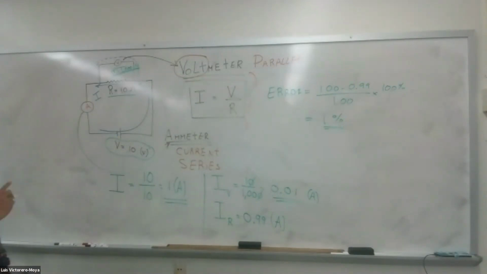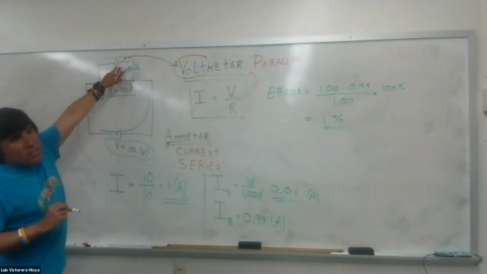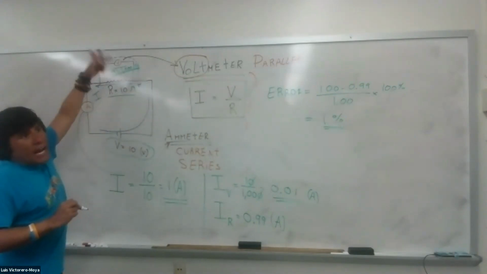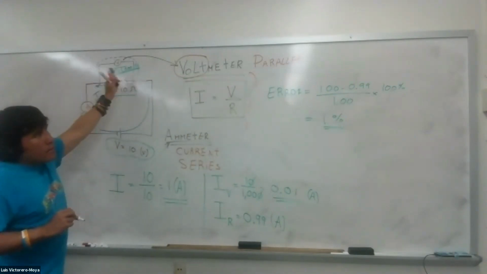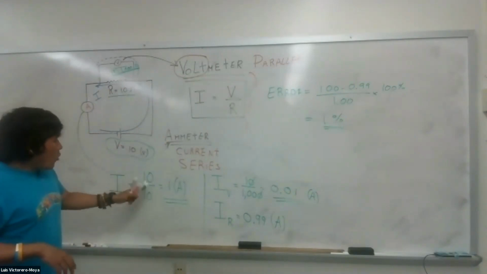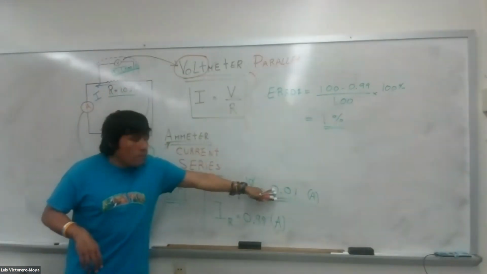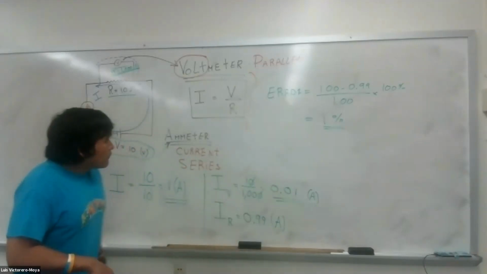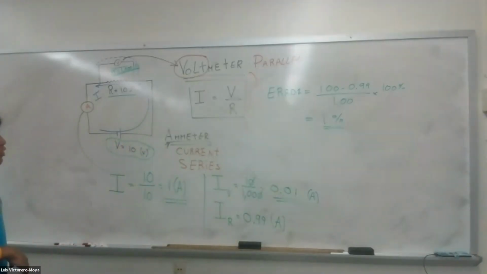Right? Of course, the error depends on how much bigger that is. The larger the resistance in the voltmeter, the lower the error will be, because the lower this current will be. All right? So that's how you use voltmeters and ammeters. So hopefully this will help you for the lab, for that question.